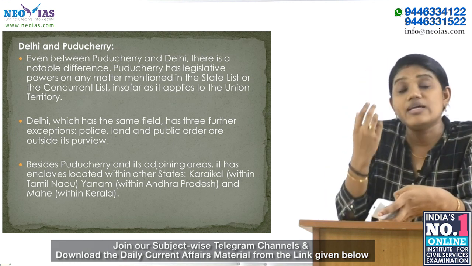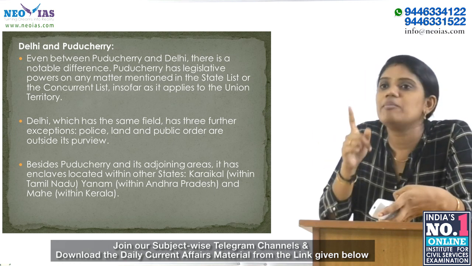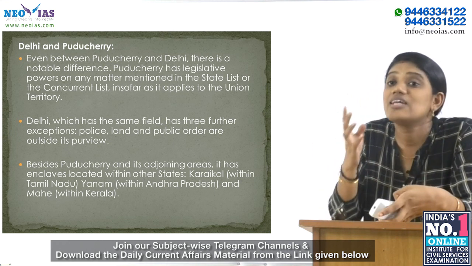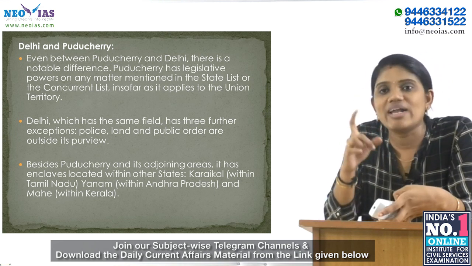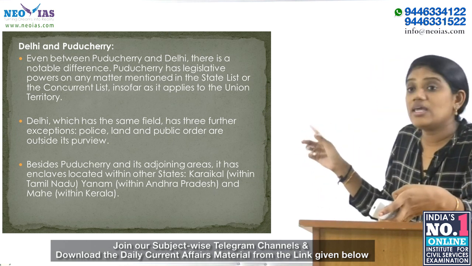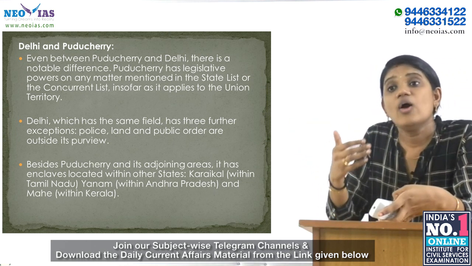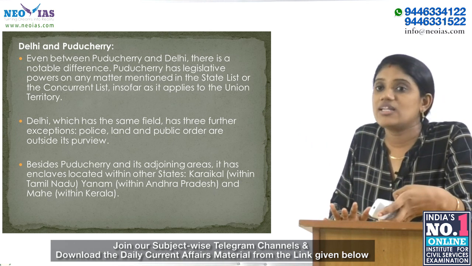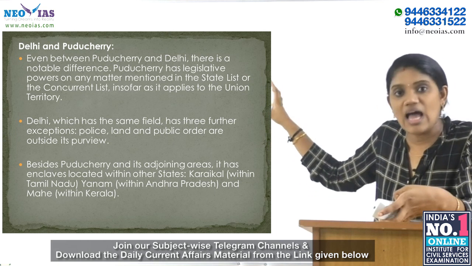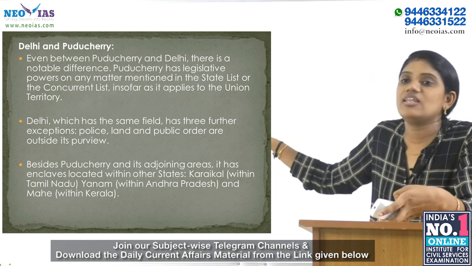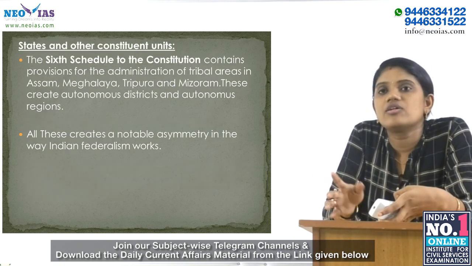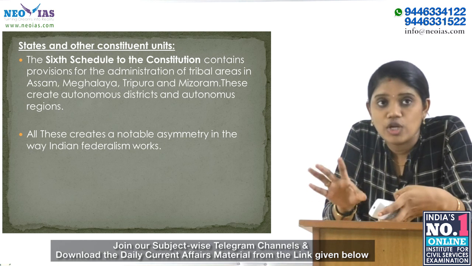What is it? Despite being a single administrative unit, the Union Territory, it is non-contiguous. That is, we can say its territory is not limited to one extent of land. Besides Puducherry and its adjoining areas, it has enclaves located within other states. Which are they? Karaikal in Tamil Nadu, then Yanam within Andhra Pradesh, and Mahe within Kerala. Clear? And next, talking about the states and their other constituent units.